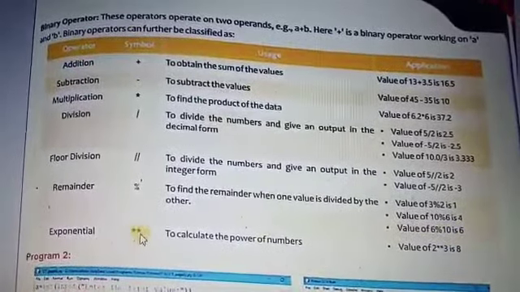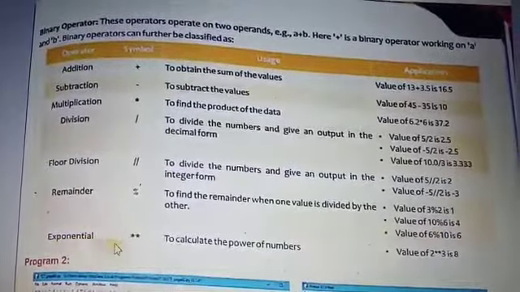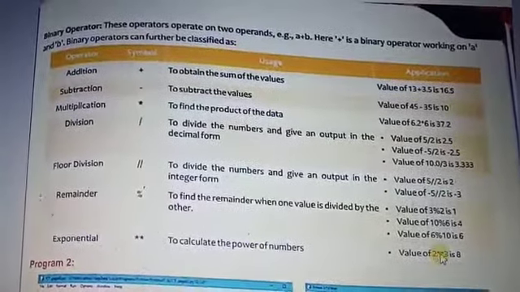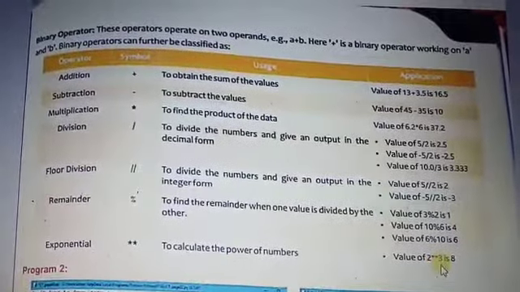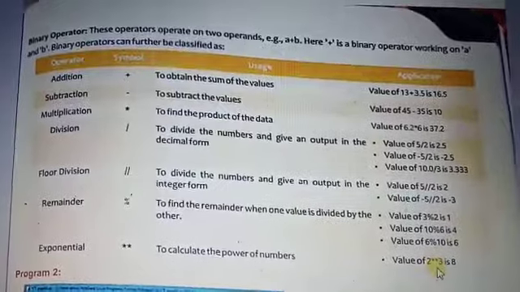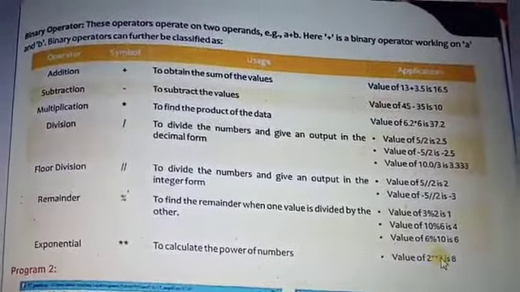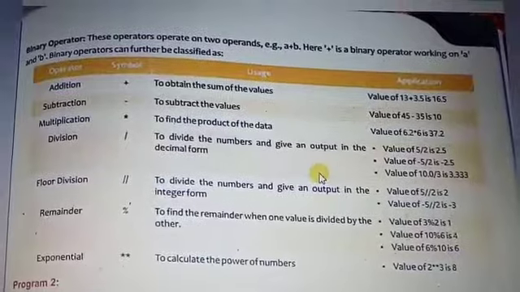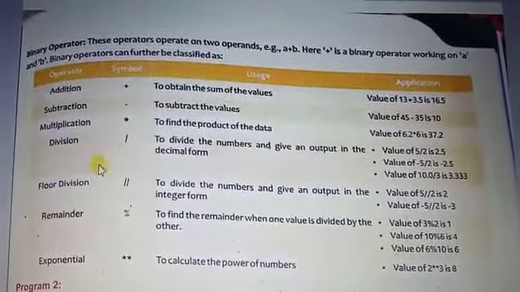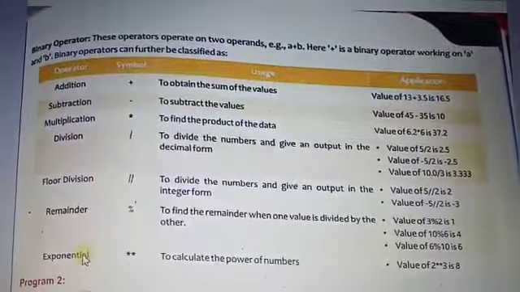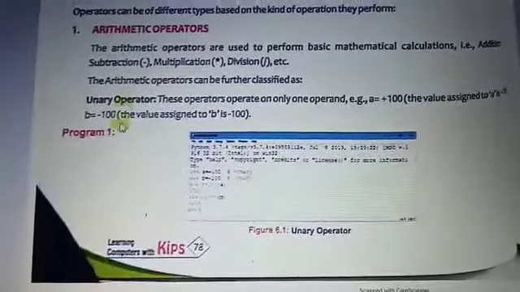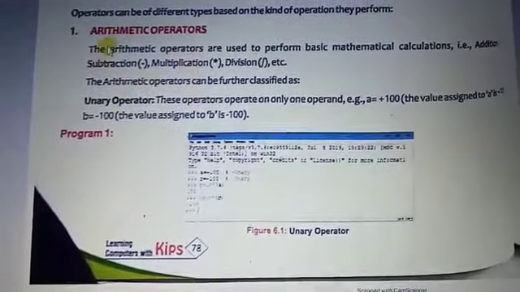The last one is the double star mark. It represents the exponential, to calculate the power of a number. Suppose 2 exponent 3, that means 2 is multiplied 3 times, 2 raised to the power 3, and its output is 8. So addition, subtraction, multiplication, division, floor division, remainder, and exponential are all arithmetic operators.